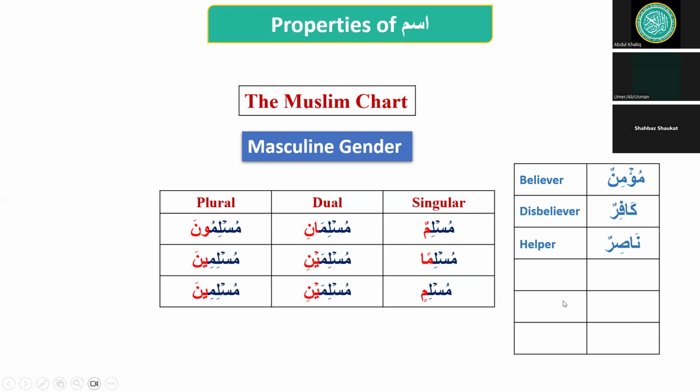So what I'm requesting is that in the breakout room, we ask students to give the Muslim chart with the word Muslim, and then fit other words, which are the examples here on the side, into the Muslim chart and make 9 words out of it. So with this, we'll go to the breakout rooms now.